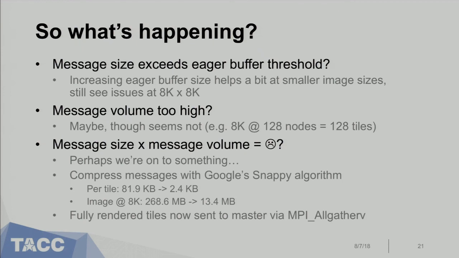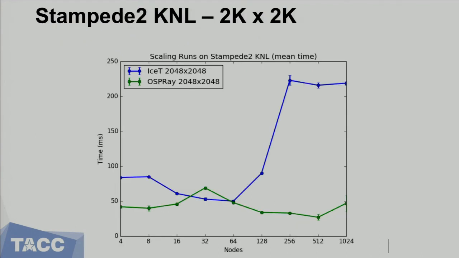So what Will did is he used Google's Snappy compression algorithm and compressed the per tile data down to 2.5K, and the final image composition shrunk from about 270 megabytes down to just 13. So really good compression here, and because of this compression, he was able to re-implement the final gather as just an all gather at the end of the render rather than doing the point-to-point composition of the final image. And the cool thing is that this compression worked.